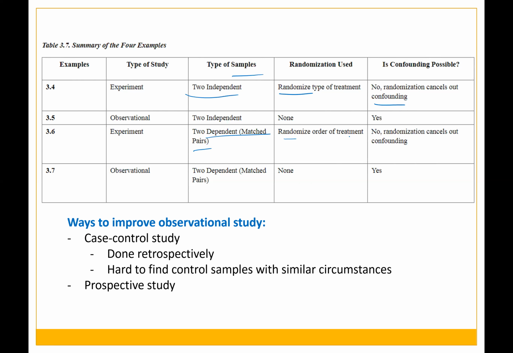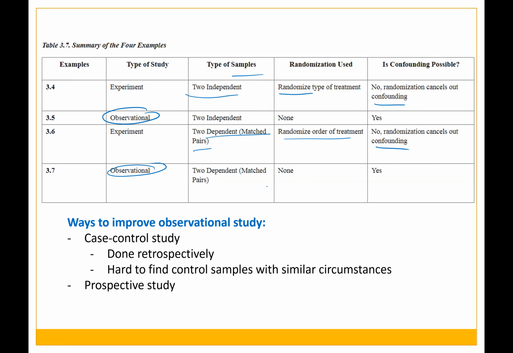So randomization occurs not only in who receives the treatment, but also in the order they receive the treatment. The more randomization you apply in every study, the more you get rid of the effects of the confounding variable. Then we have observational studies and also the 2 matching types.